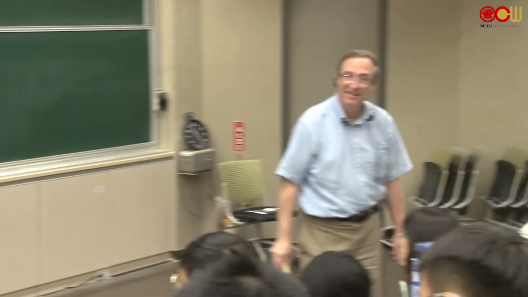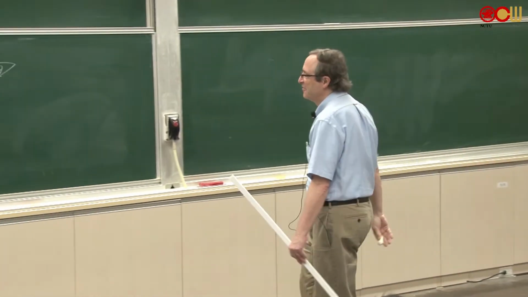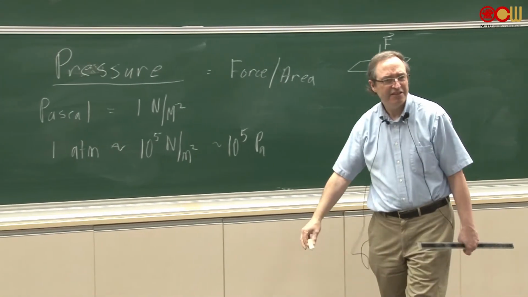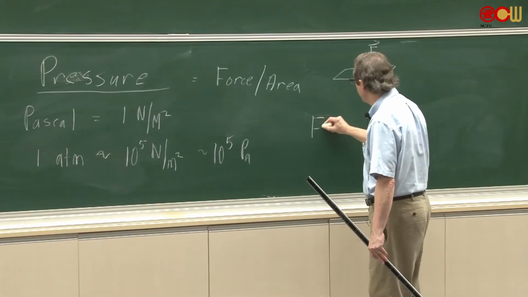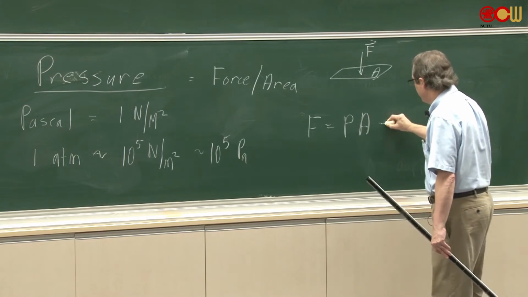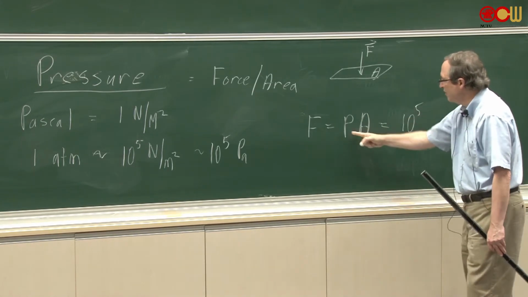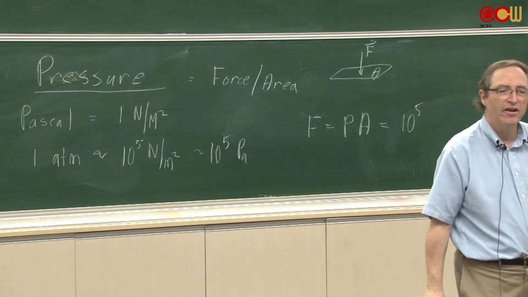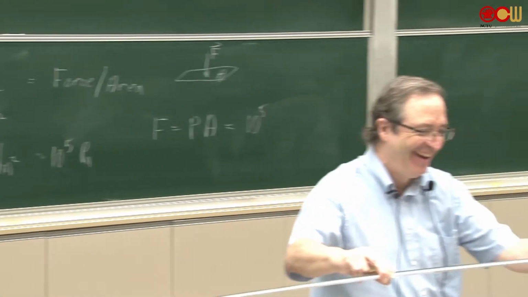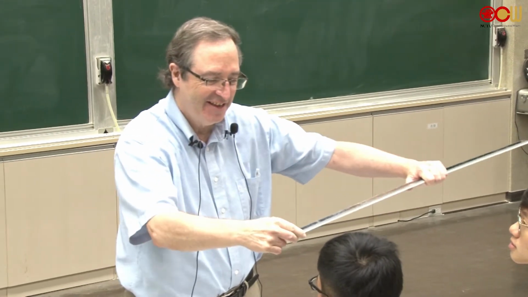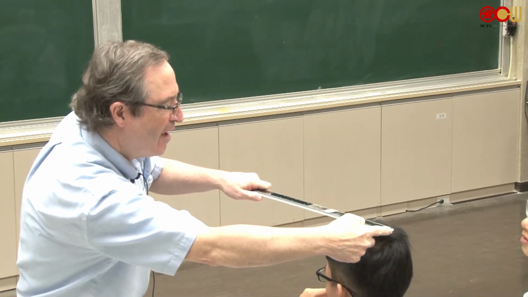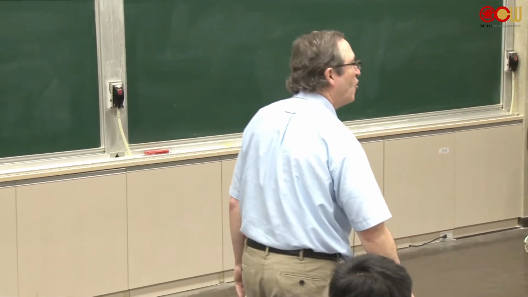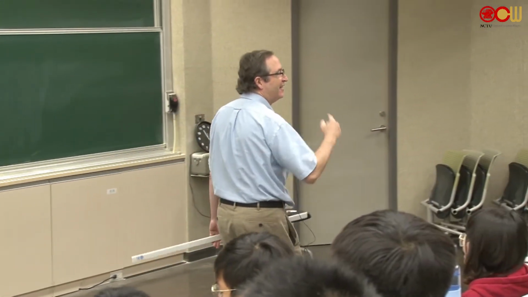Why is it so big? Well, there's a lot of air. There's a lot of air on the surface of the Earth. All right, so let's see how much force there is on your head. So the force would equal pressure times area. So we have 10 to the 5th is the pressure. And what's the area of your head? Here, let's measure it. So his head is about 15 by maybe a little over 20. So let's say 300 square centimeters.